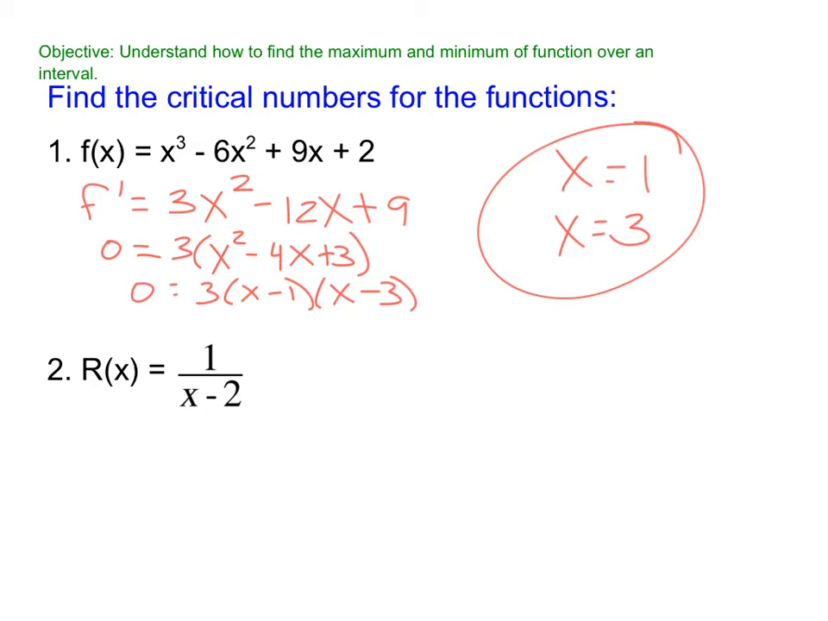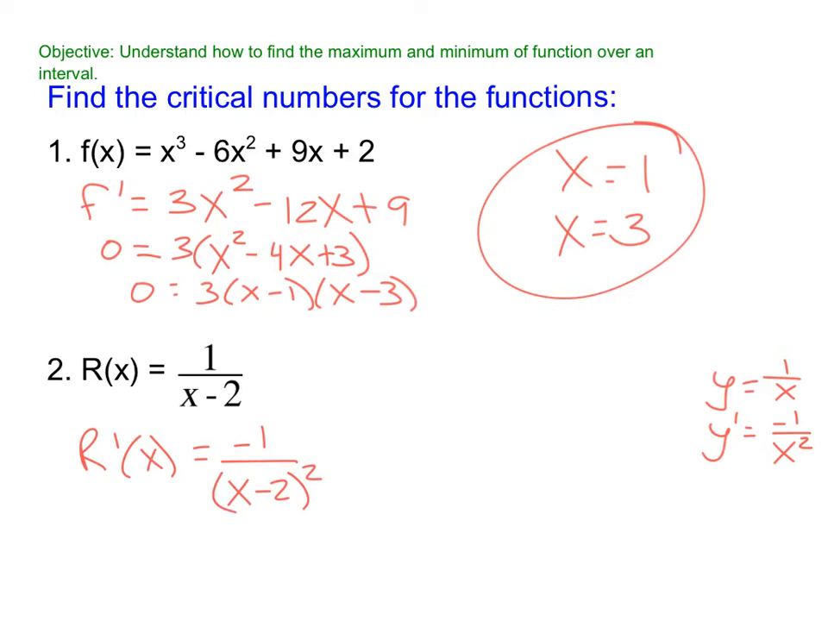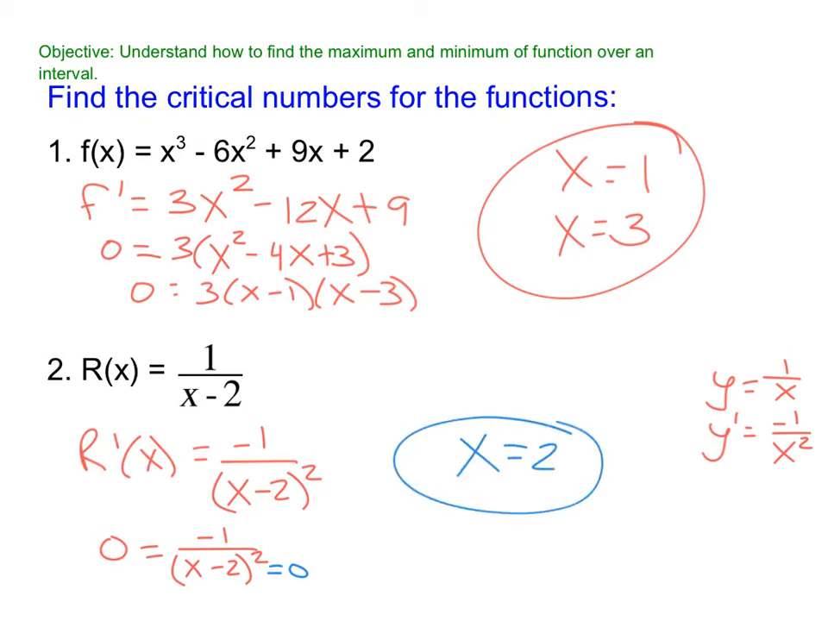All right, so for the second one, take the derivative. Now this is another, remember I kept saying, you should memorize this, you should memorize that. Well, one of the things I told you to memorize was the derivative of 1 over x is negative 1 over x squared. So that when I do this one, 1 over x minus 2 is just negative 1 over x minus 2 squared. Now this function will never equal 0. However, remember the critical points are also where the function is undefined. So if we set the denominator equal to 0, x equals 2 is our critical number.